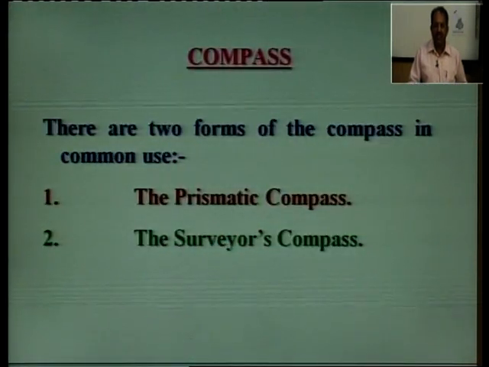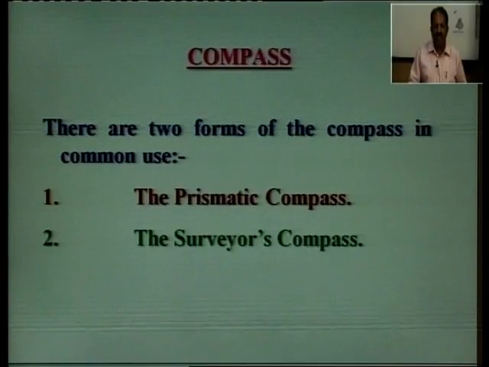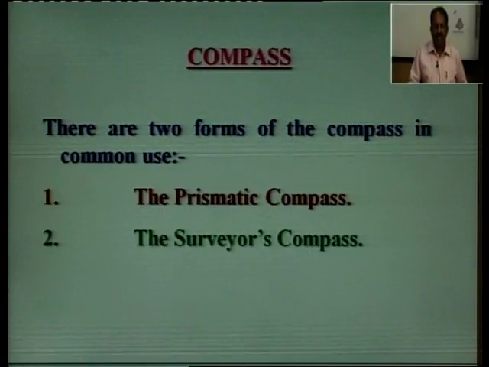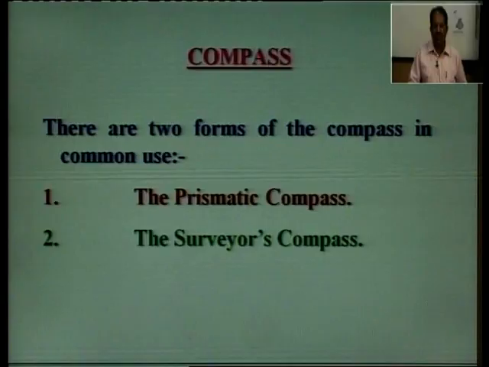So, there are two types of compasses. First is the prismatic compass and the second is the surveyor's compass. We will use only the prismatic compass.